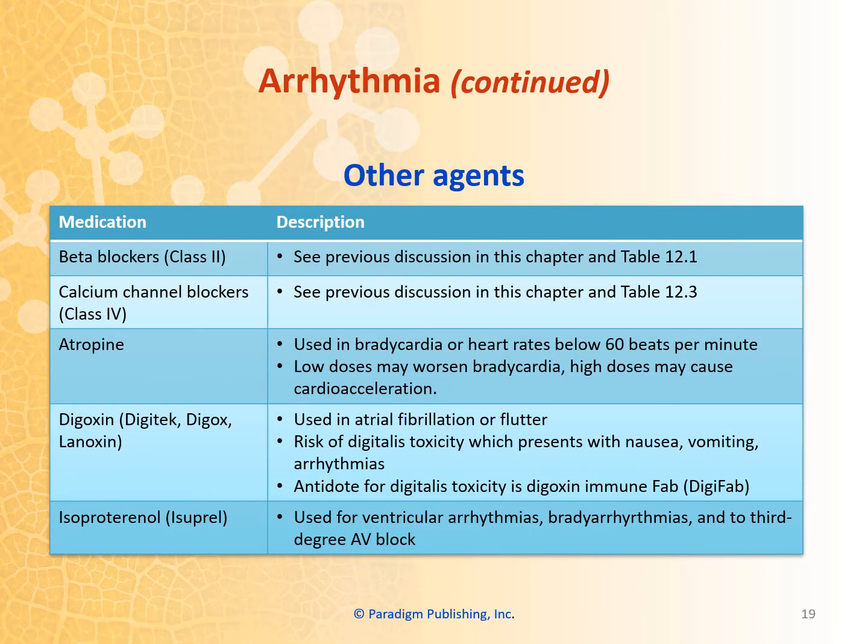Other agents that are used for arrhythmias are beta blockers, calcium channel blockers, atropine, digoxin, and Isuprel. As I mentioned before, a lot of these medications can have multiple indications. So, for example, the beta blockers are also used to treat hypertension. They can also be used to treat arrhythmias. There are multiple indications for a lot of these medications.